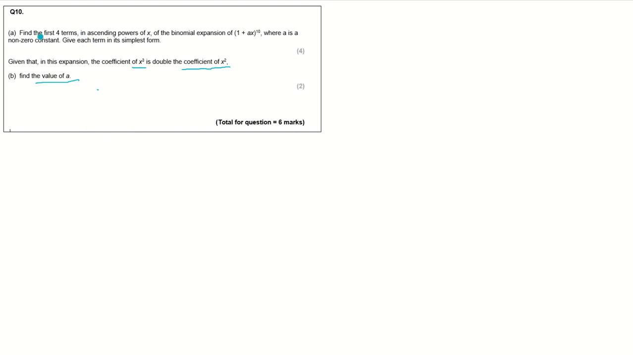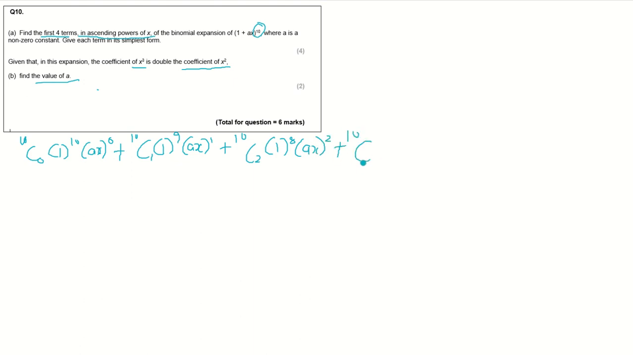So we expand the first four terms only, in the ascending powers of x. Okay, so ascending powers of x, you have 10. So I'll do 10c0, 1 to the power of 10, ax to the power of 0, plus 10c1, 1 to the power of 9, and then ax to the power of 1. Okay, ascending. So 10c2, 1 to the power of 8, ax to the power of 2, and finally 10c3, 1 to the power of 7 times ax to the power of 3.